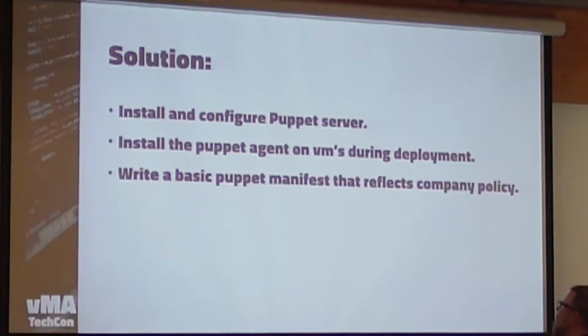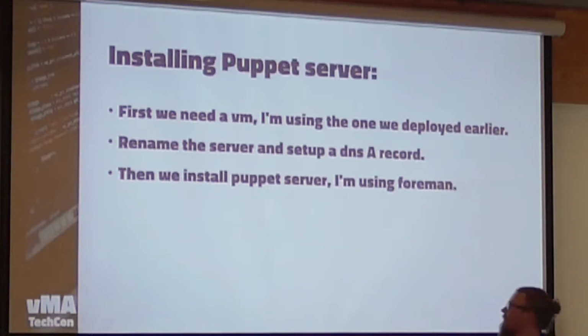Install and configure the Puppet server. We heard about Ansible before. We use Puppet, but you know, potato. It's whatever works for you. Install the Puppet agent on the virtual machines during deployment. That's the interesting bit. And write a basic Puppet manifest that reflects the company policy. Like, what do you want installed? Do you want some hardening or whatever?